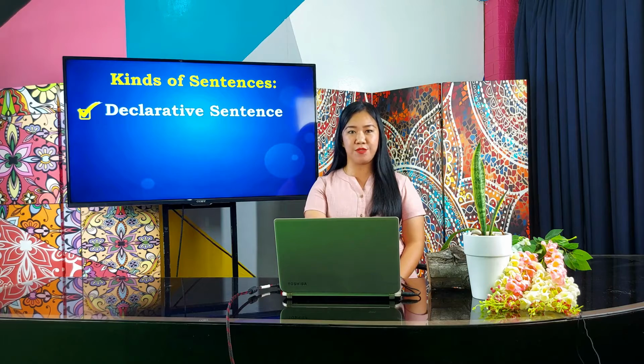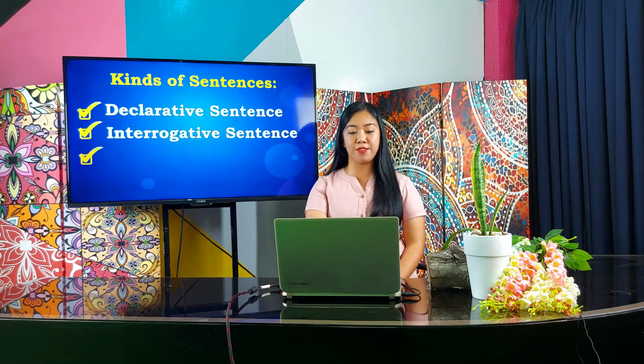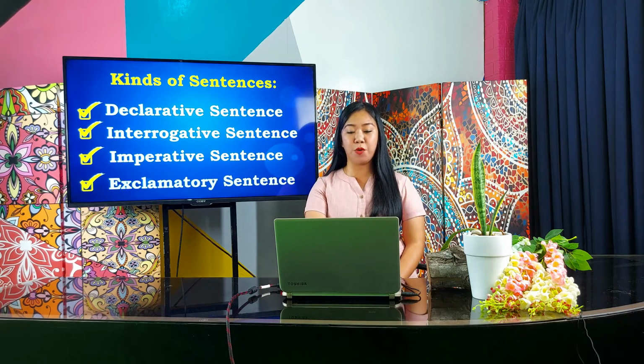Before we move forward with our lesson today, we will review the things that you have learned from our last episode. You have learned all about the kinds of sentences. First, the declarative sentence. Second, the interrogative sentence. Next, imperative sentence. And the last one is exclamatory sentence. You have learned all about these sentences.